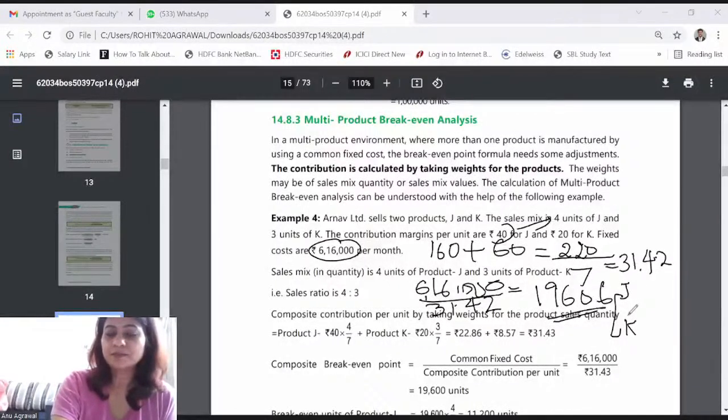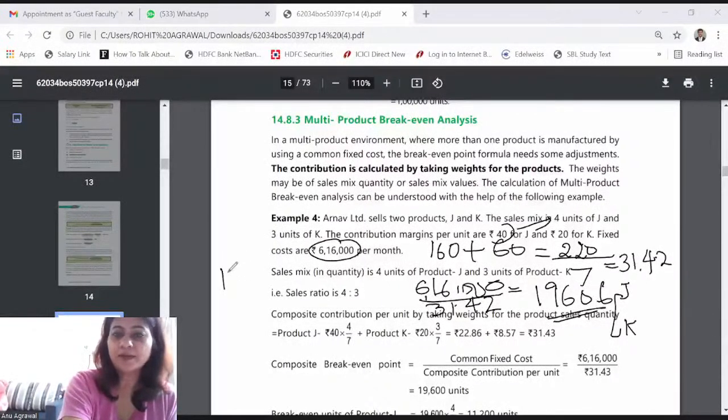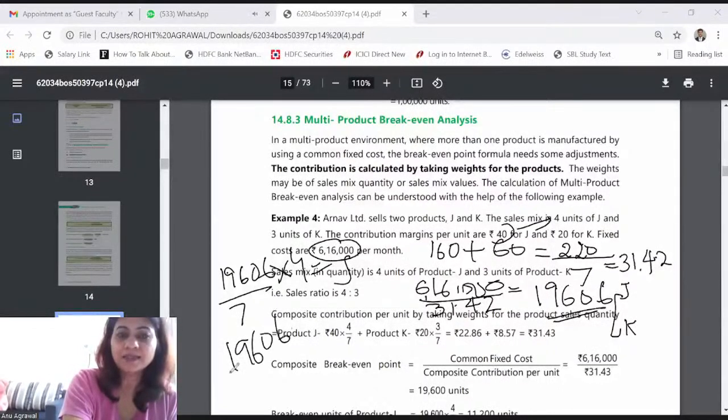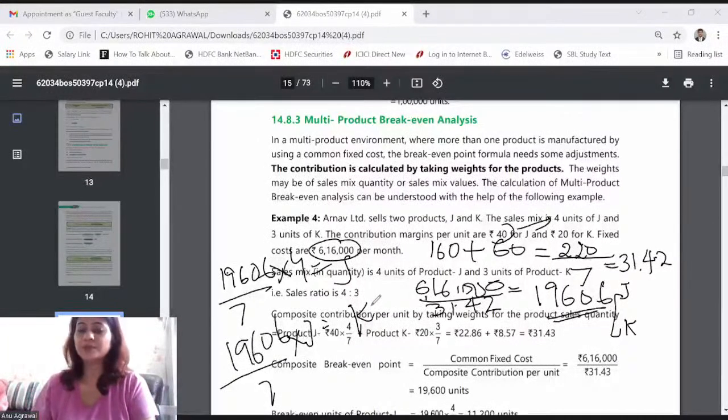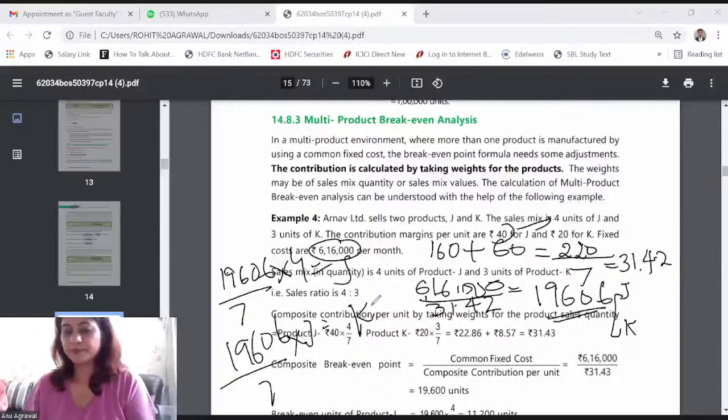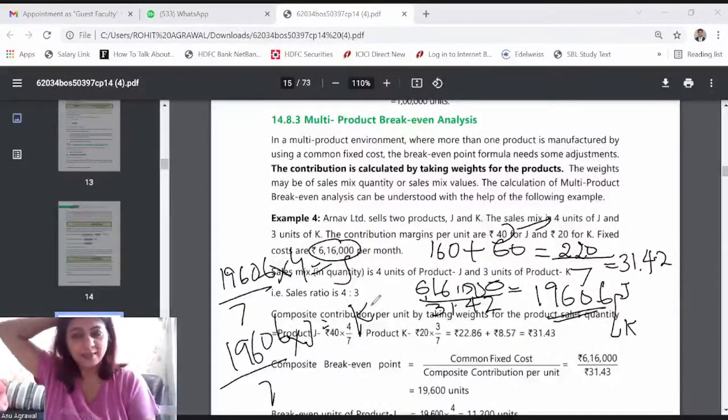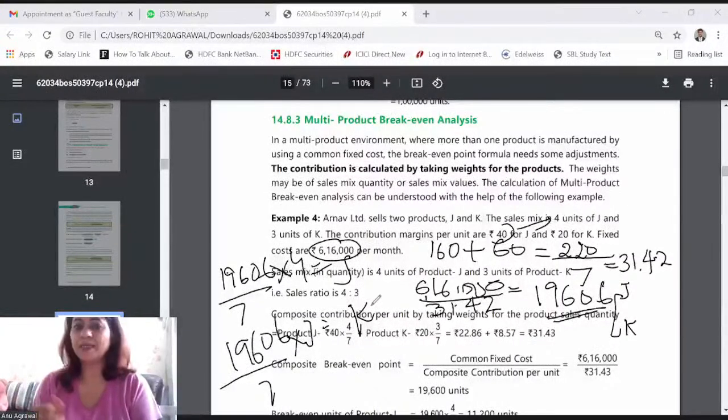That means, how did I do it? 19,606 divided by 7 into 4 would be of J. And 19,606 divided by 7 into 3 will be of K. Yes or no? Yes? Anything big about it? You're just combining it and finding it out.